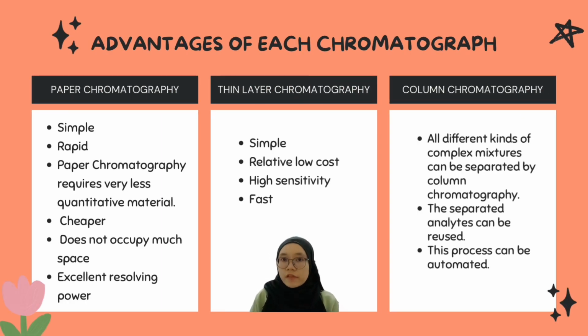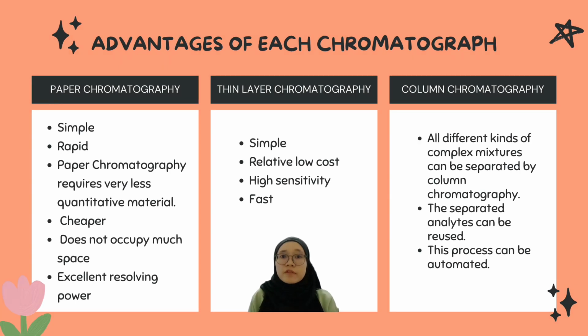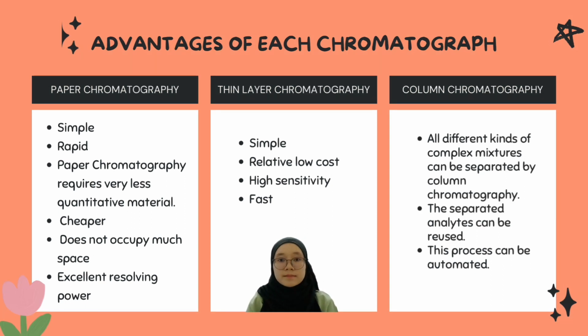Each type of chromatography has its own advantages. Paper chromatography is often used because of the simple procedure. The result produced is also rapid. Paper chromatography requires less quantitative materials, is cheaper, does not occupy much space, and has excellent resolving power. Thin layer chromatography is also very simple to conduct, needs low cost, has high sensitivity, and shows fast results. Lastly, the advantages of column chromatography are that all different kinds of complex mixtures can be separated, the separated analyte can be reused, and this process can be automated.